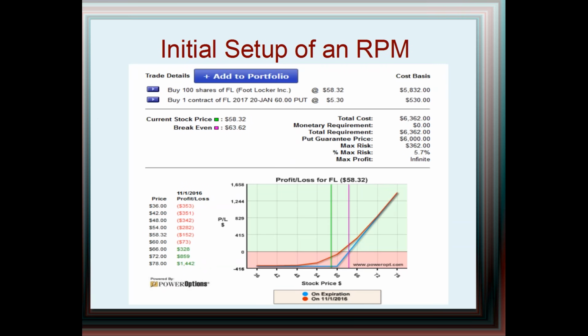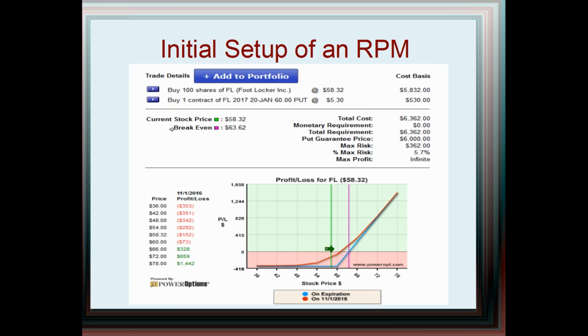All right, so here's our profit and loss chart for what would have been a Foot Locker position on Tuesday. We do have the infinite upside. We have the guaranteed limited loss of only 5.7%. But notice this curved red line here, the curved red line at the halfway point.